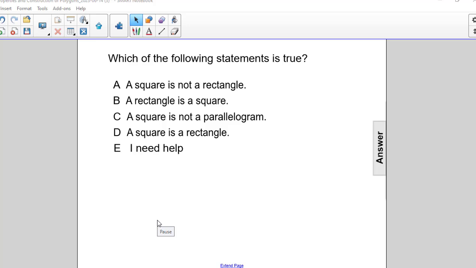The strategy I'm going to follow is I'll go through each statement, starting with A, going down to D, and determining whether or not that statement is true or false. And when I find a true statement, then I'm done. So let's take a look at the first one that says a square is not a rectangle. Is that true or false?